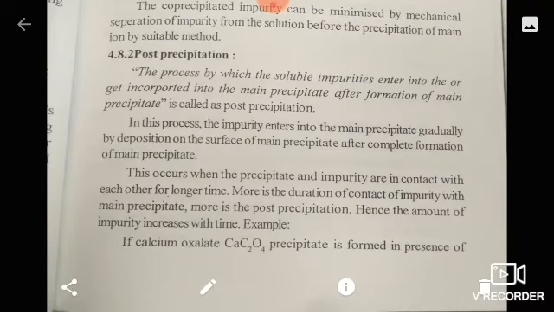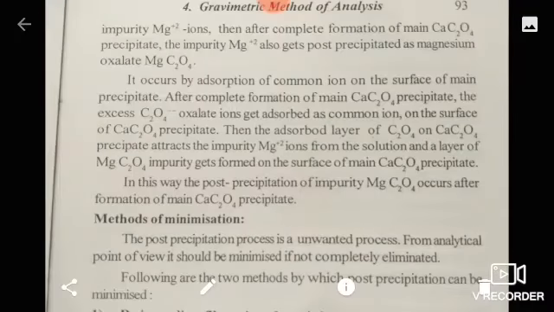So if you want to minimize the post precipitation, then do not keep the precipitated impurities in contact with the main precipitate. An example of this post precipitation is, if the calcium oxalate, that is CaC2O4 precipitate, is formed in the presence of impurity, that is Mg+2 ion, then after complete formation of the main calcium oxalate precipitate, the impurity, magnesium Mg+2 ion, also gets post precipitated as magnesium oxalate, that is MgC2O4.